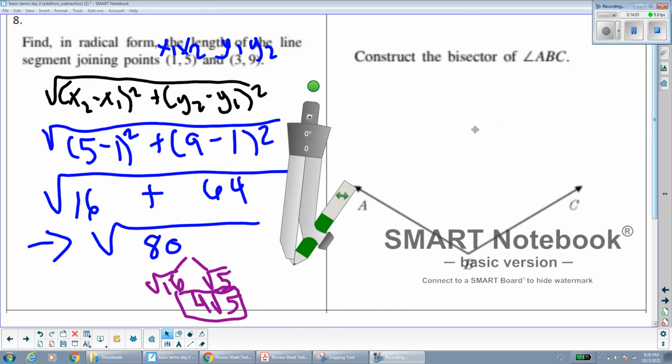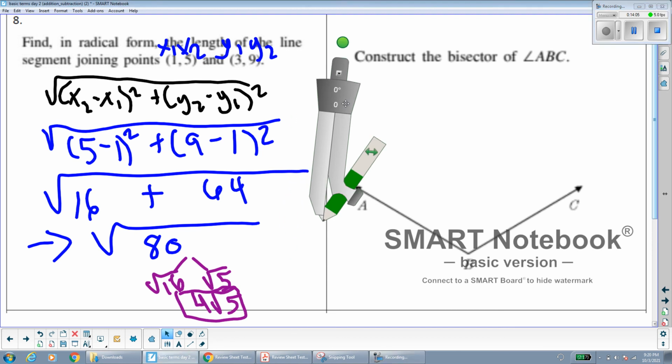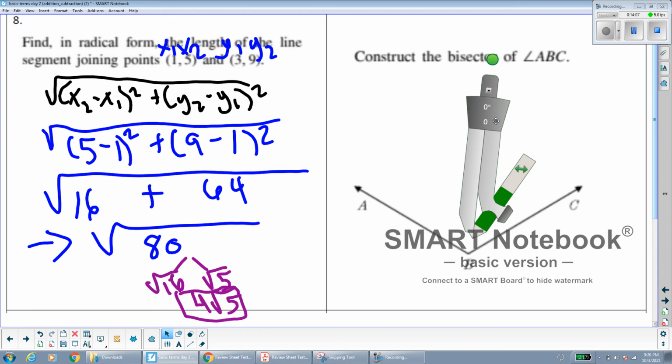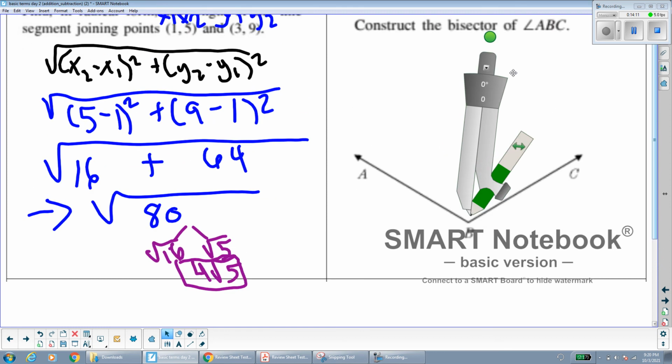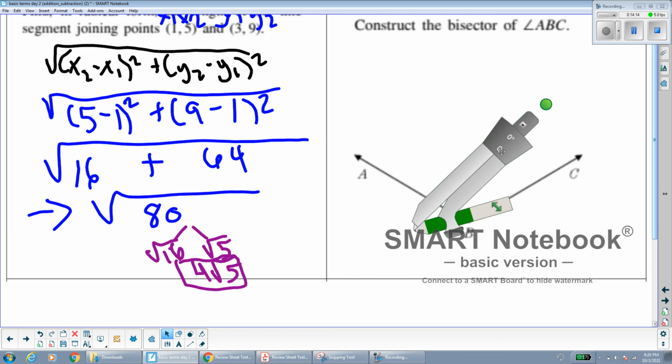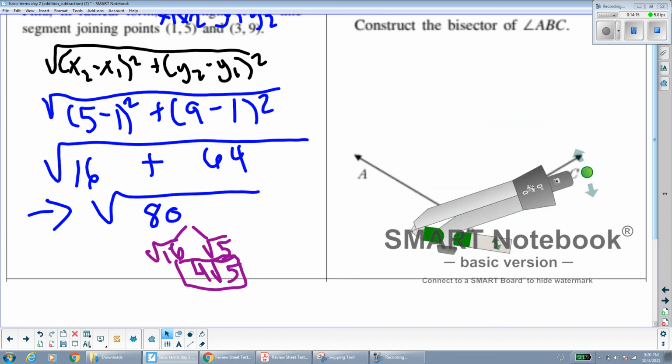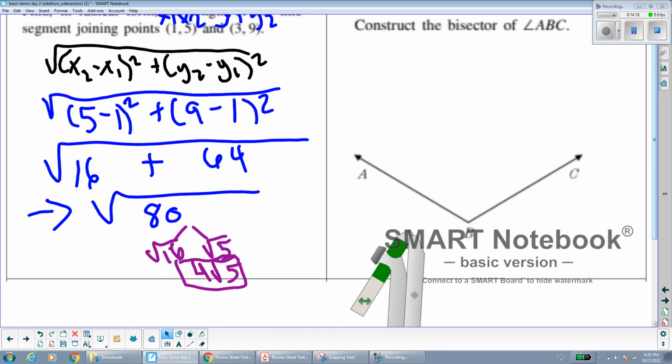For the next question, we're asked to construct the bisector of angle ABC. So the first step whenever you're bisecting an angle is to put your compass on the vertex of the angle that you're bisecting. Let me give myself some more space and let me turn my compass around so I can get a better grip on it, better virtual grip, I should say.